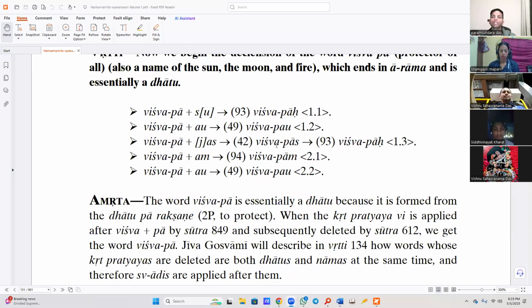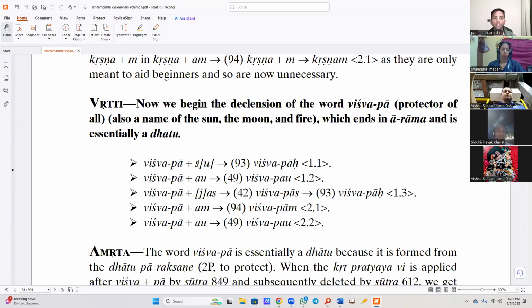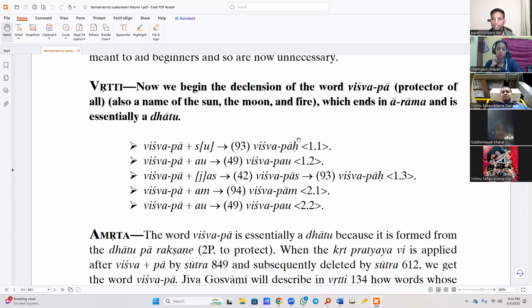Then the next word is Aramanta Shabda, long Aramanta Shabda. So that's Vishwapa, which means protector of all. Then Vishwapa plus Su. So we just simply do the declension. So Vishwapa, Vishwapau, Vishwapa, Vishwapa, Vishwapau. You can do this, very simple declensions.